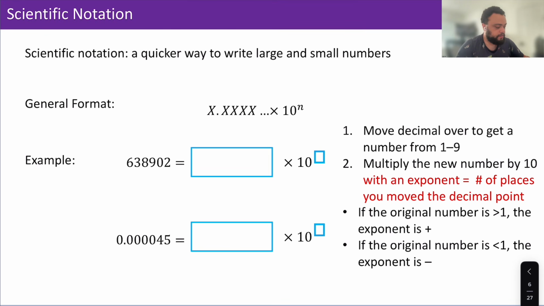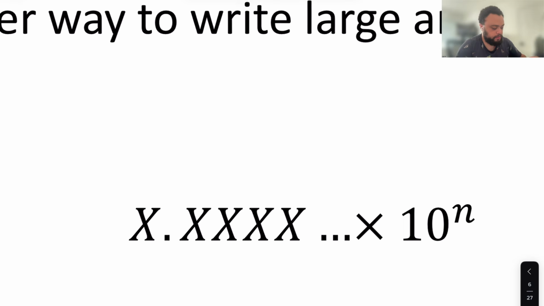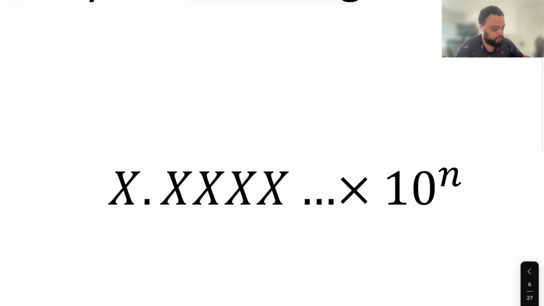So, scientific notation. This is the format that we use for scientific notation. Over here, this is going to be your first digit. You take one number and put it to the left of a decimal place.